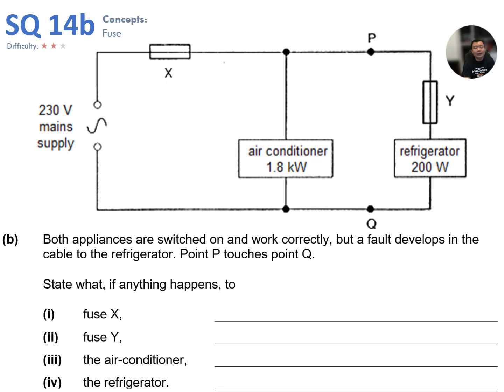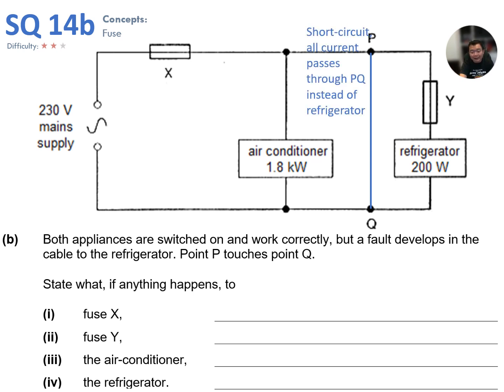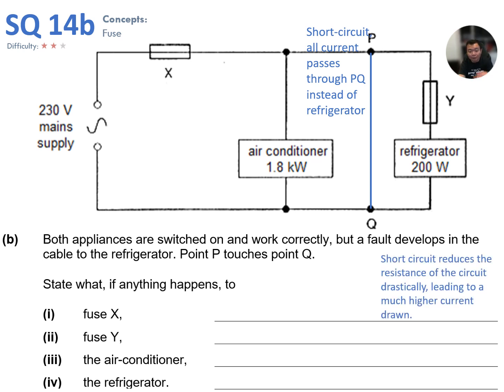Now in part B, what happens when you short circuit the refrigerator? So you connect a wire from P to Q, and that means that P and Q touch each other. You are essentially short circuiting the refrigerator. So the current will flow through P and Q instead of the refrigerator. This means that the total resistance of the circuit now drops drastically.